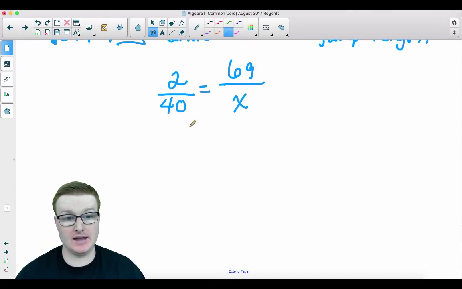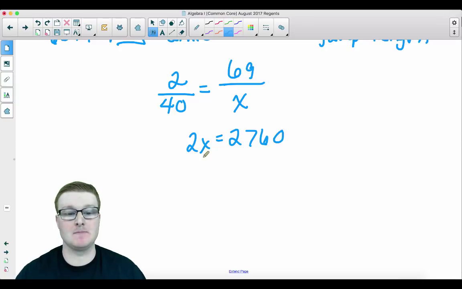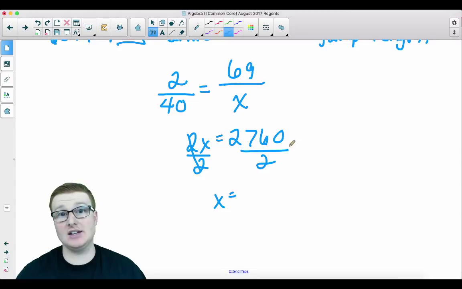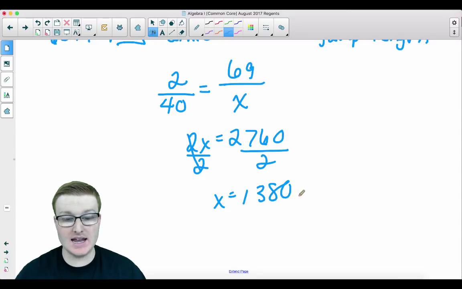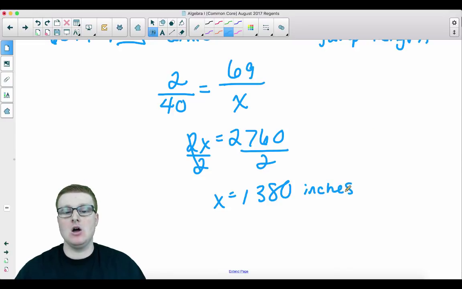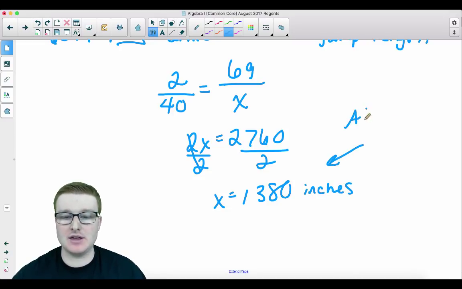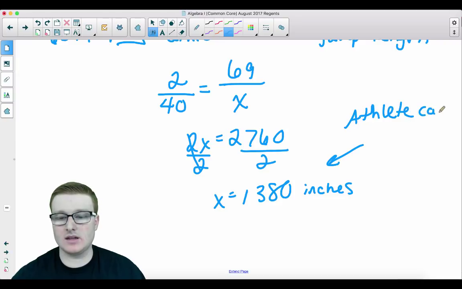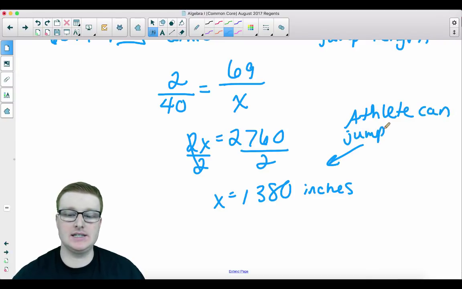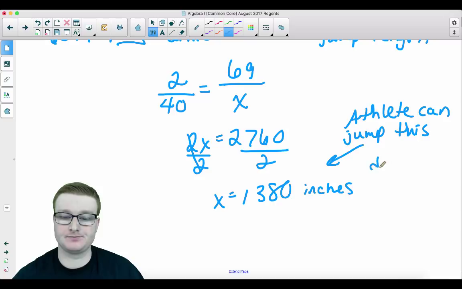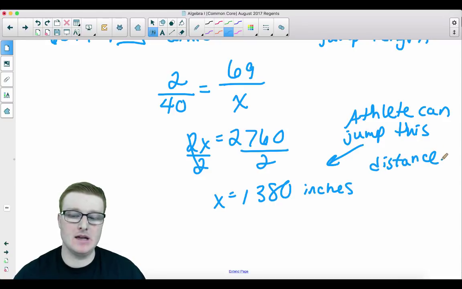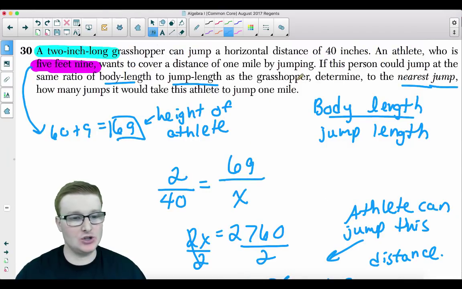Let's go ahead and cross multiply. 2 times x is 2x equals 40 times 69. I'm just going to tell you that's 2,760. Divide by the 2 on both sides. X is equal to, when you plug that into your calculator, 1,380 inches. But, ladies and gentlemen, what does that mean? That means that the athlete can jump this distance.